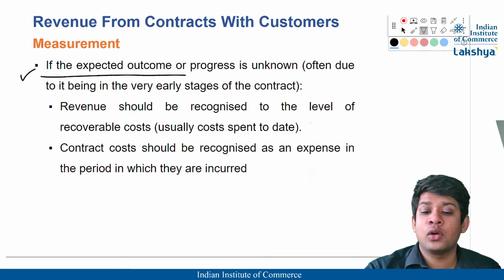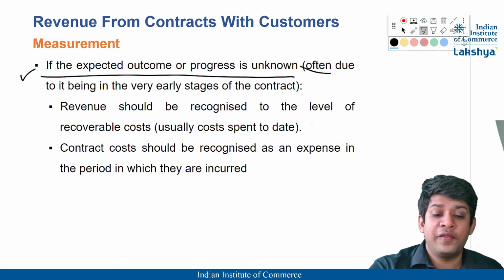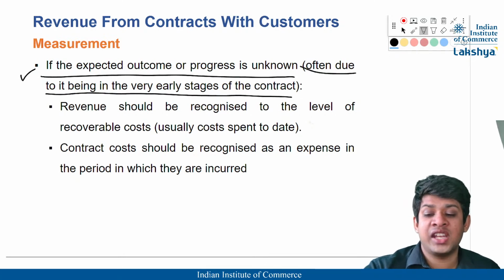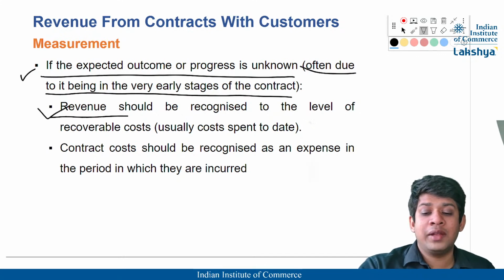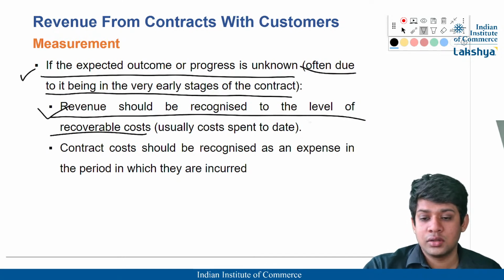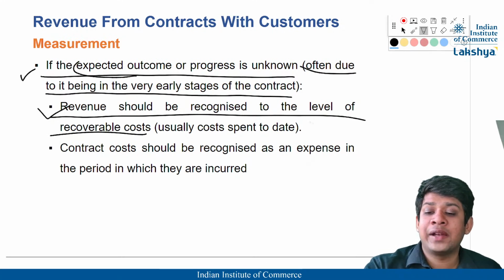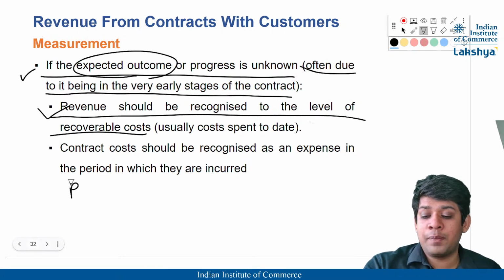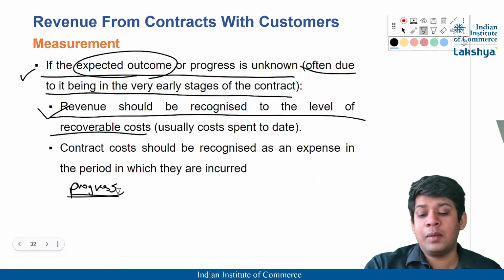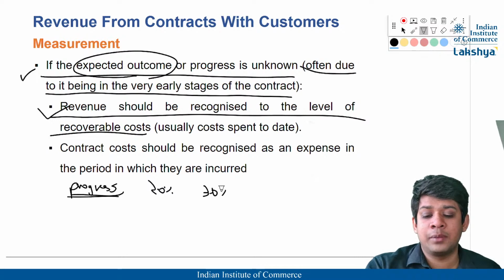Now, if the expected outcome or progress is unknown, often due to being at a very early stage of the contract, then the revenue should be recognized to the level of recoverable costs. So technically, if the expected outcome is unknown, maybe I cannot measure the progress, or I cannot certify the work, so I cannot calculate the output method progress percentage. If I cannot measure the progress, I will not be able to identify how much is completed, whether 20% or 30%. I don't know, right?